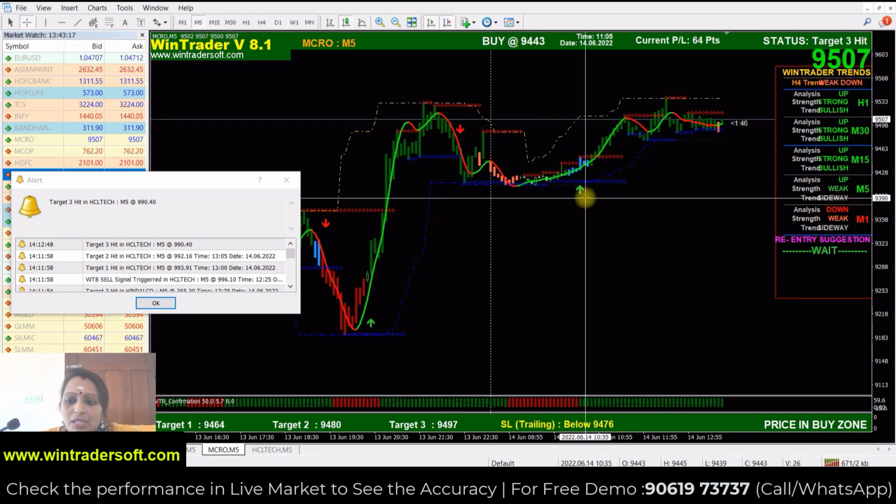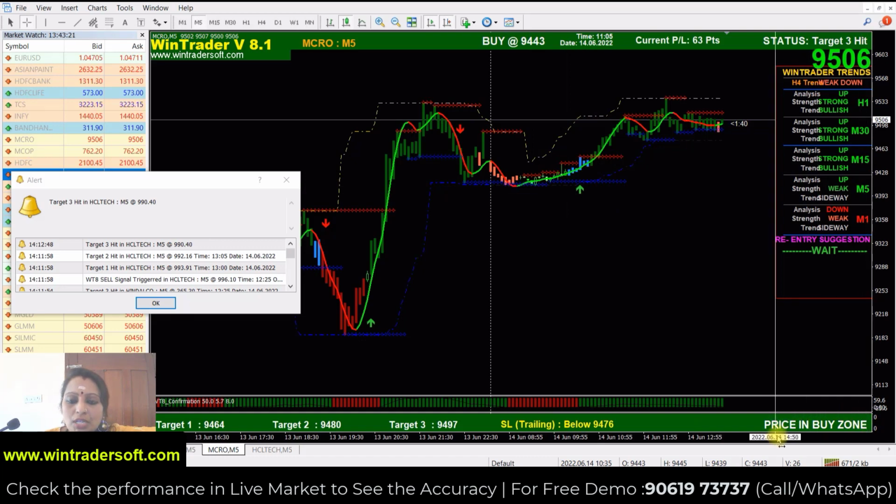Confirmation means, first, if it is a buy signal, the first confirmation you have to check is here at the bottom. It will display something like "price in buy zone." That is the first confirmation. If it is a buy signal, then the price should be in the buy zone.